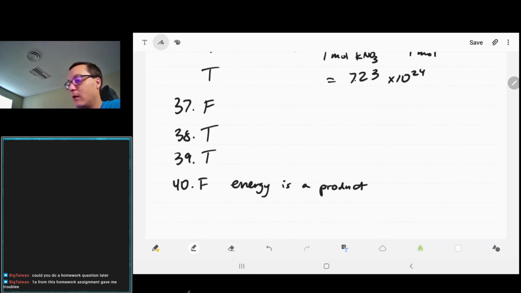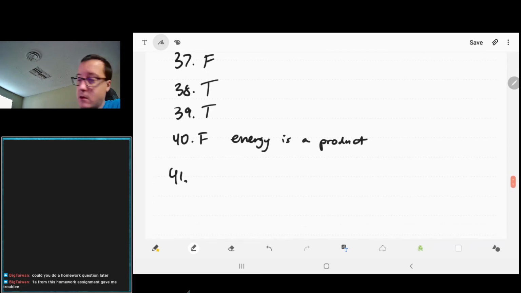And then 41, 25 grams is equal to 2.5 times 10 to the negative 13 picograms. That's false because picograms is the smaller unit. Remember, if you have a small unit, you have a big number. Big number goes with small units. So we can't have small number with small unit and big number with big units. So that's false there. It's probably positive 13 for that.